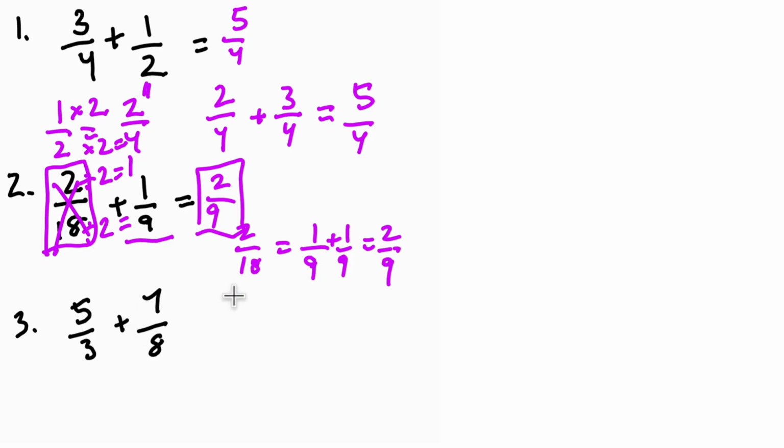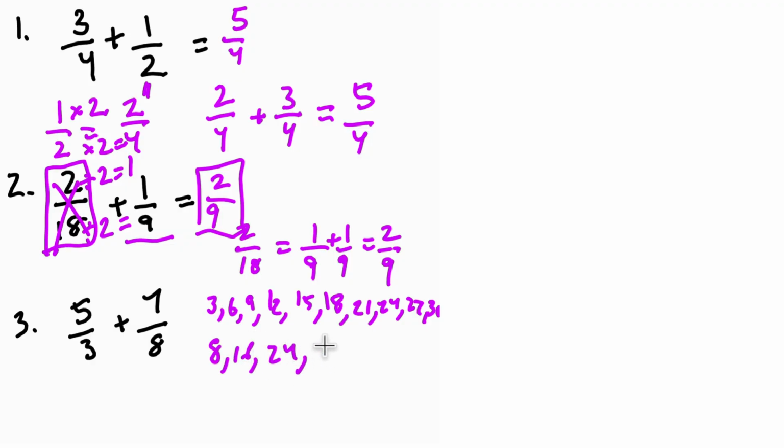So what are the multiples of 3? 3, 6, 9, 12, 15, 18, 21, 24, 27, let's go up till 30. Okay, 8, 16, 24, 32, 40, yeah, I think that's enough. Okay, do we see any similarities? Well, 3 and 8 have 24.